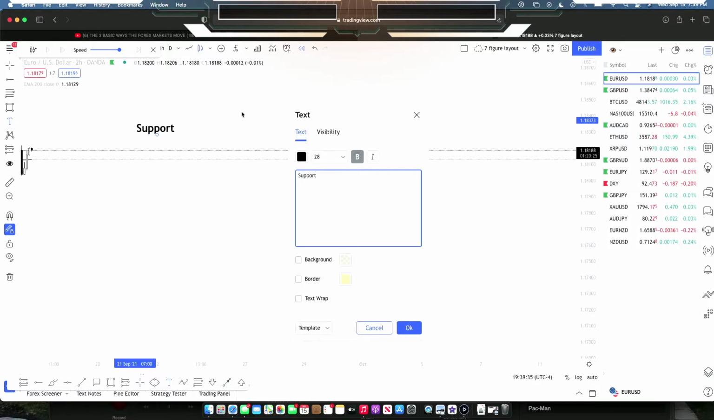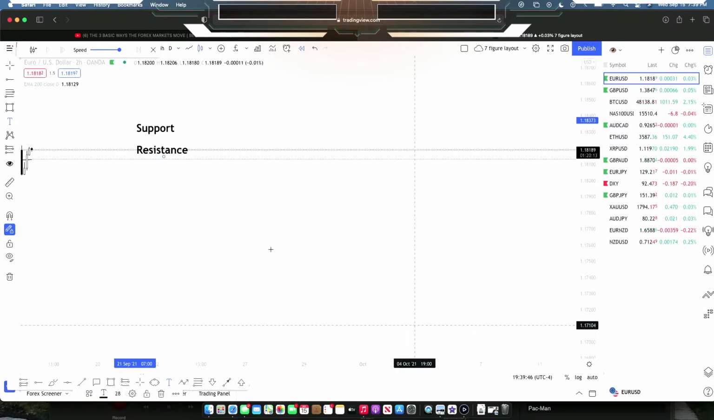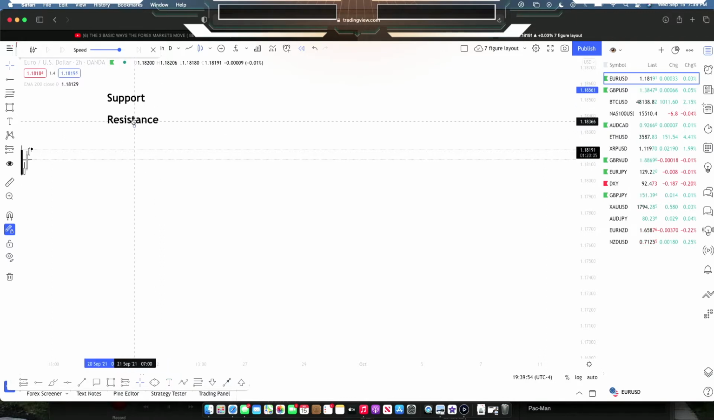So the first thing we're going to go over is what is support and what is resistance, because I'm pretty sure a lot of us don't really understand what this means. This video is going to be very in-depth, telling you exactly what support and resistance is, how you can spot it and how you can trade it, right? So let's go ahead and get into it.